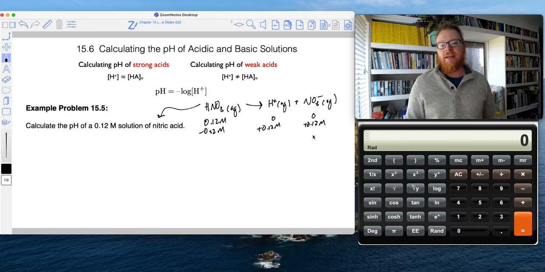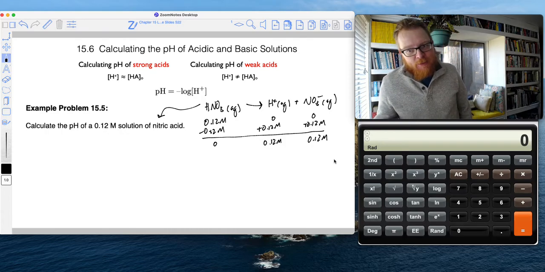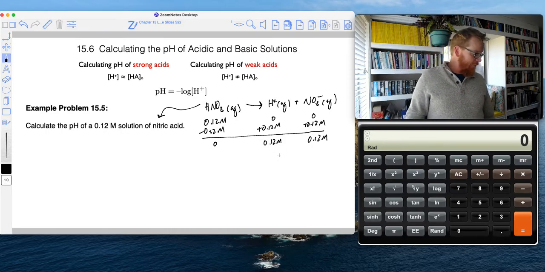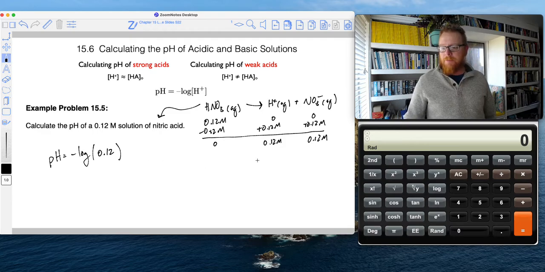So that means after all of this reacts, it creates 0.12 molar H plus and 0.12 molar NO3 minus, right? So I've got 0.12 molar H plus and I've got 0.12 molar nitrate. The nitrate doesn't matter. It's a spectator. But it's the H plus that is significant. So now, quite simply here for strong acids, we can just say it's the negative log of that concentration, 0.12, okay?